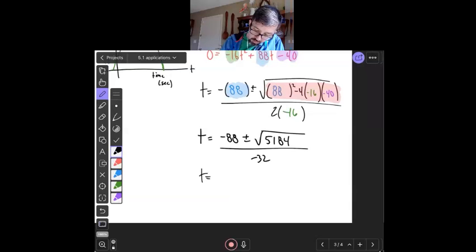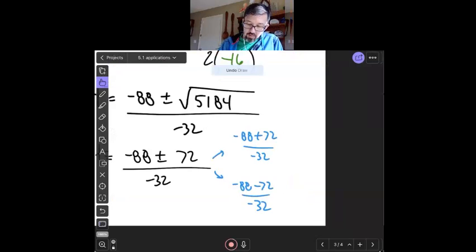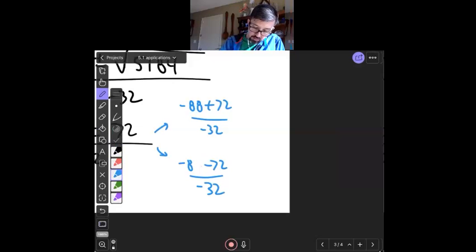And t equals negative 88 plus or minus 72 over negative 32. So at this point, we need to break that apart, right? So we get negative 88 plus 72 over negative 32, and then negative 88 minus 72 over negative 32. What's different about this one is that both of these will have negative numerators, so both of these should give us positive answers when we're done, divided by that negative.